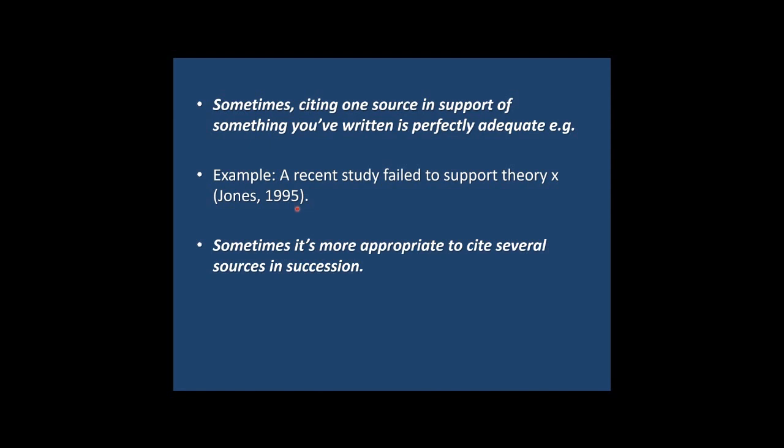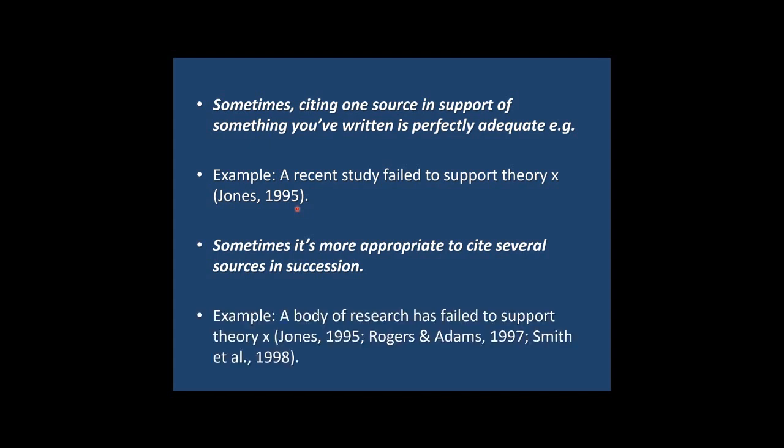But of course, sometimes it's appropriate to cite several sources in succession to support a point you're making. And these kind of occasions can occur if you were to say something like a body of research has failed to support a particular theory. And the reason you'd want to use a number of sources when you've made such an assertion is that by saying something like a body of research, what you're doing is indicating to the reader that you're going to give them a number of examples of sources that substantiate that point rather than just one. So let's have a look at how it works.